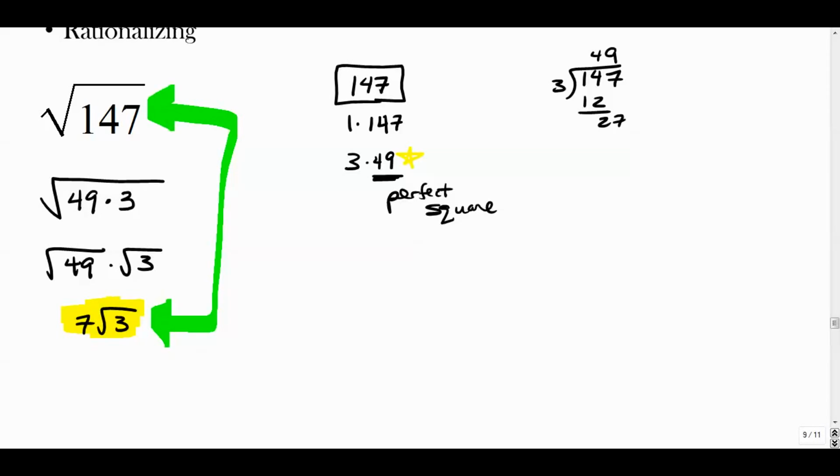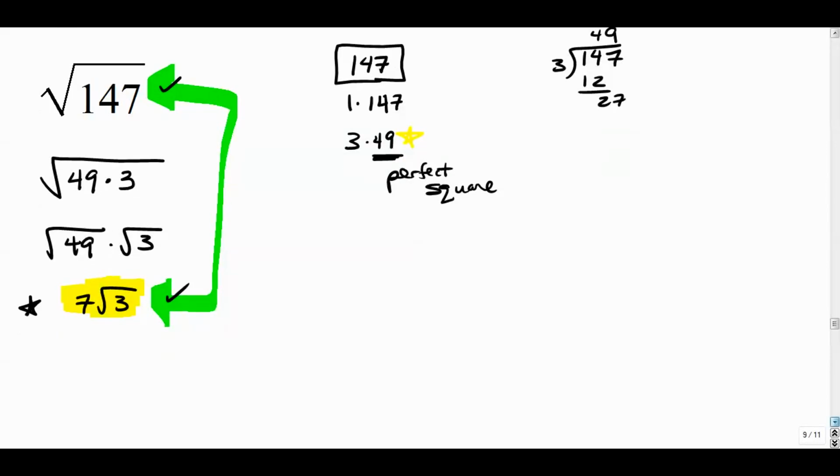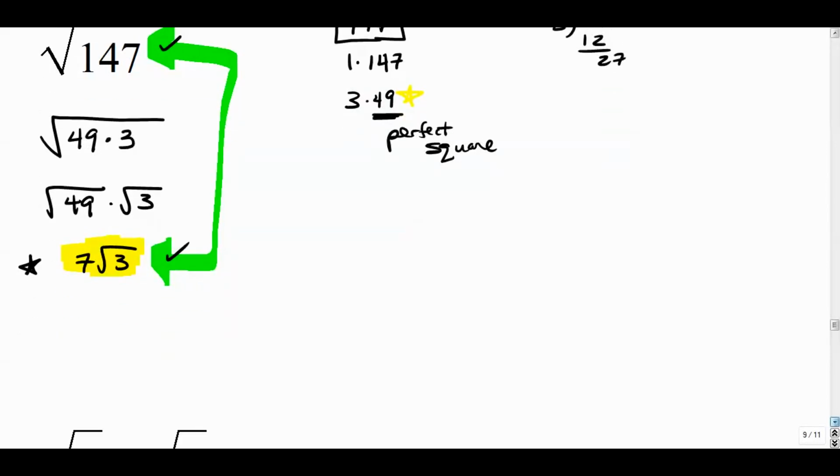But the one at the bottom in yellow is what we call the simplest form. So if you were to put those both into your calculator, this guy and this guy, you get the same decimal. But in mathematics, you always want to have the ability to write radicals in their simplest form without using decimals. That's, of course, an exact value.